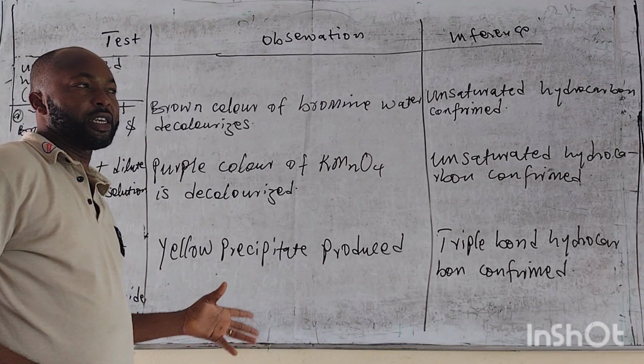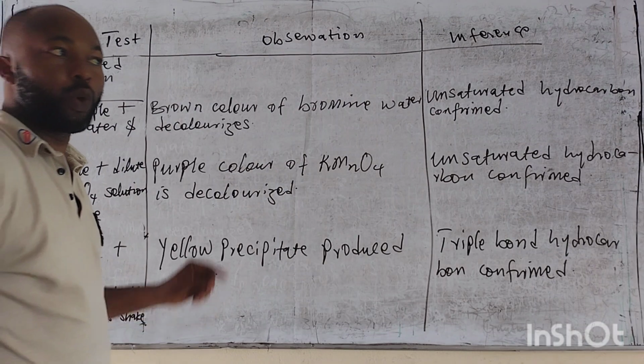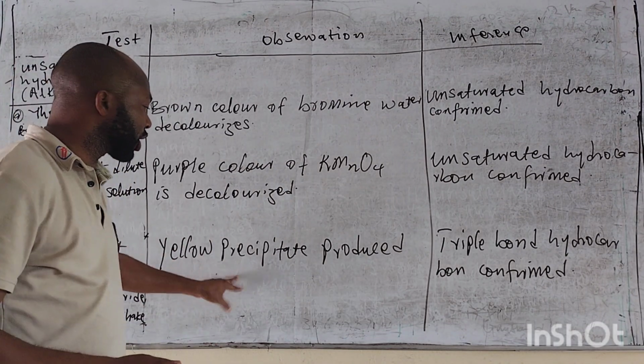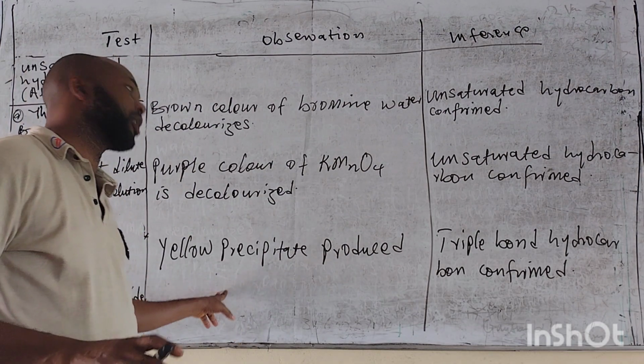But the difference is in the triple bond, in the reaction with ammoniacal copper(I) chloride. Where we're dealing with the alkene, which is the double bond, there was no reaction. The yellow precipitate produced wasn't there. There was no reaction there, but yet there was a reaction with the triple bond.